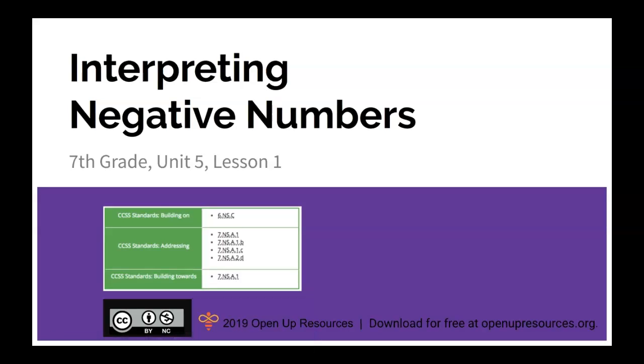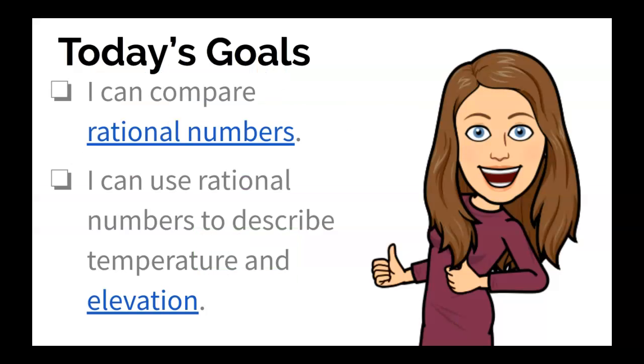All year, you guys have been ridiculously curious about negative numbers, and here we are, starting Unit 5, Lesson 1, Interpreting Negative Numbers. So today's goal is we're going to try to be able to compare rational numbers and also to use rational numbers to describe temperature and elevation.